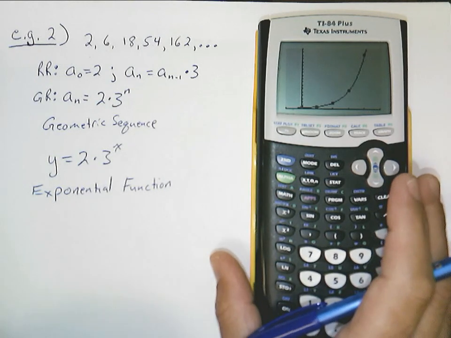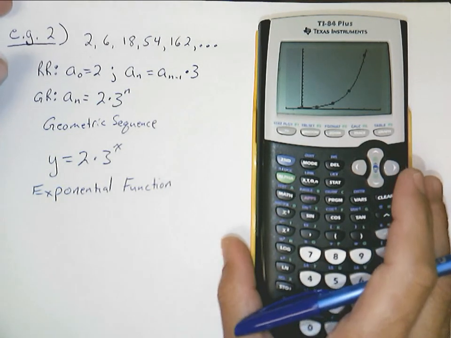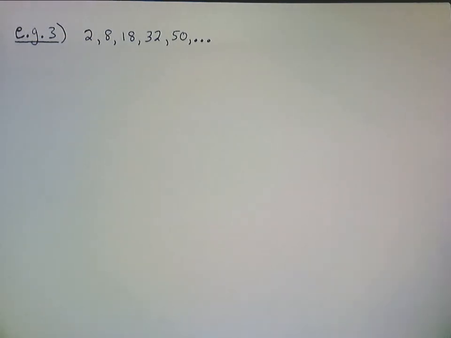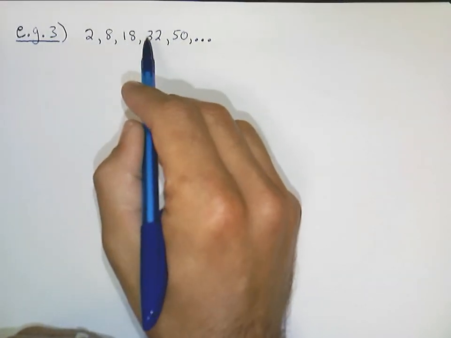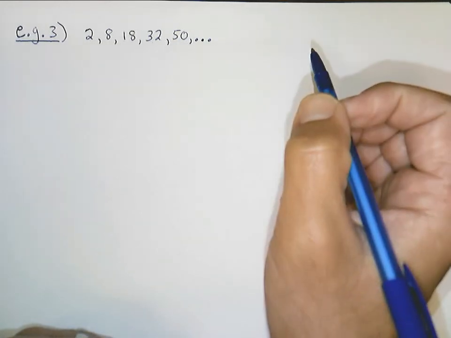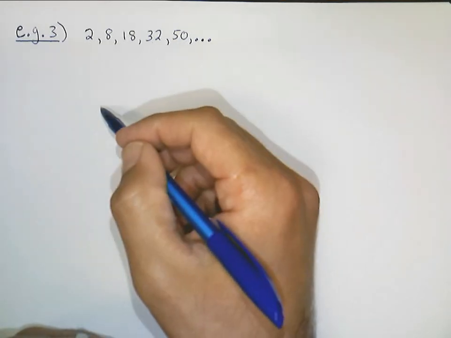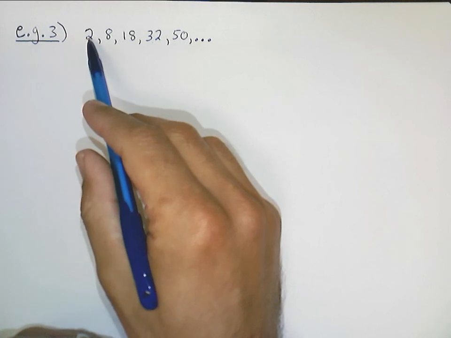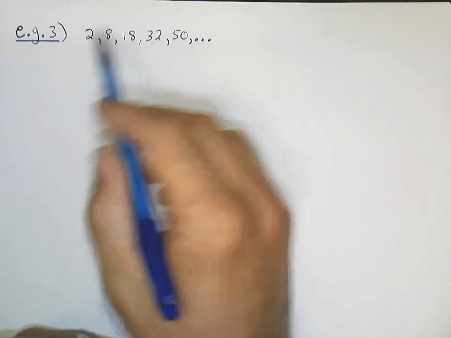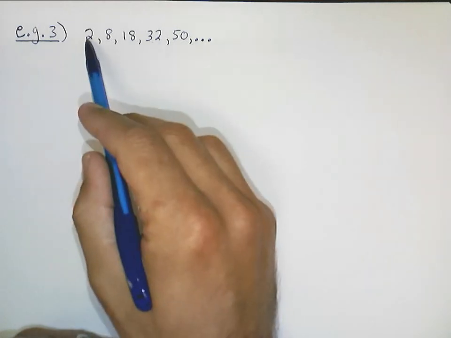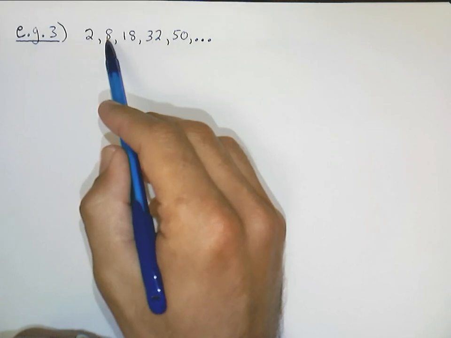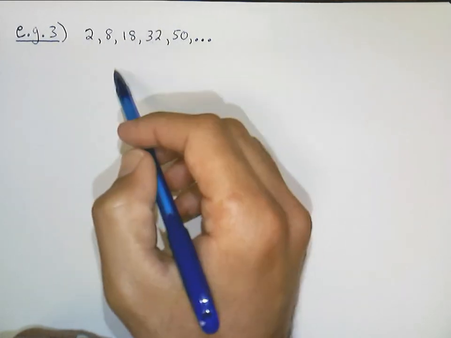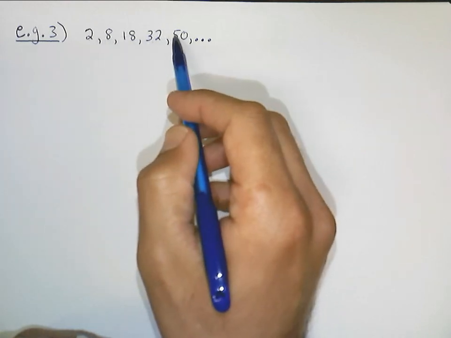Now we've got one more type of function that we're going to be looking at in this class, and it comes out of sequences that look a little something like this. 2, 8, 18, 32, 50. This is just an example of one of them. But we might ask ourselves, well, let's see here. If this were an arithmetic sequence, we would be adding the same thing each time. So we'd need to add 6 to 2 to get to 8. But would adding 6 to 8 get us to 18? No. So we can't be adding the same thing each time.